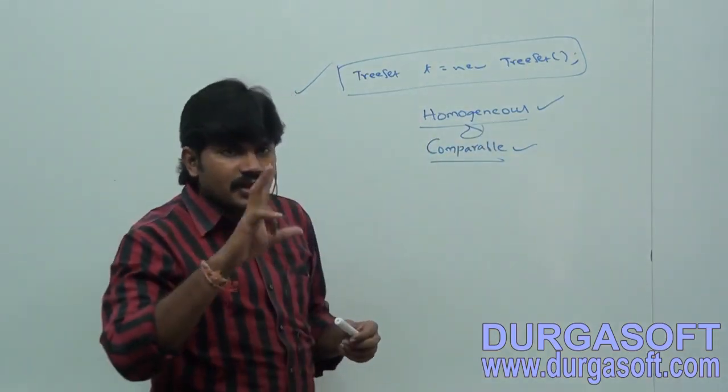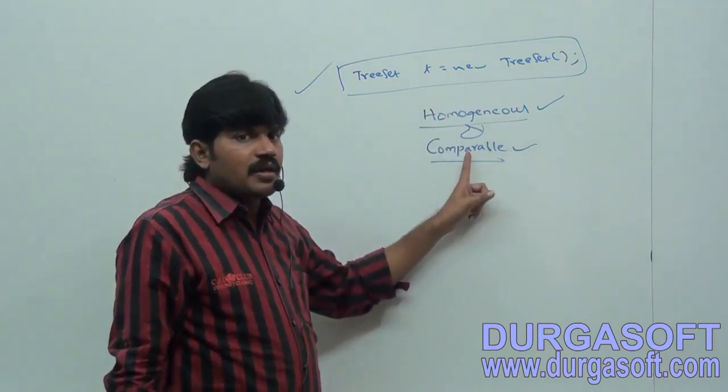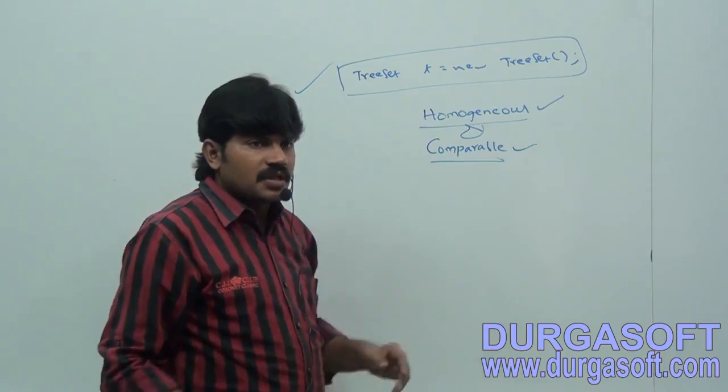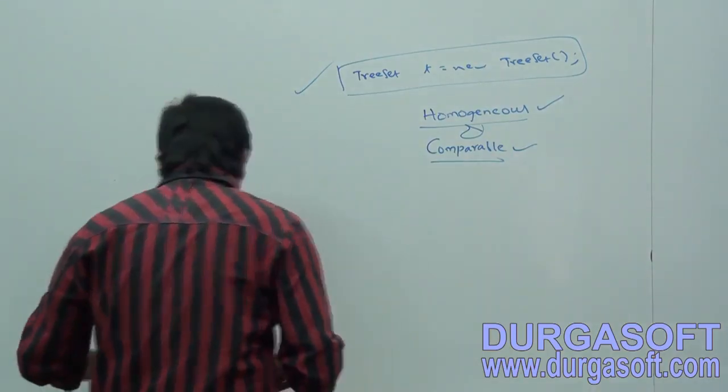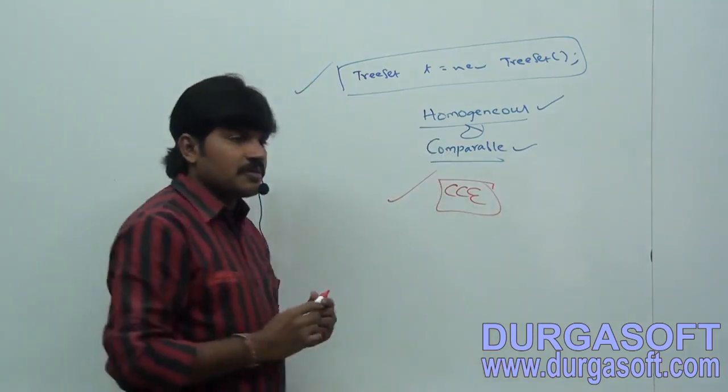Okay, if any condition fails, sir, if you are trying to add heterogeneous objects or non-comparable objects, then we will get a runtime exception saying ClassCastException. By default, what exception will we get? ClassCastException, right?